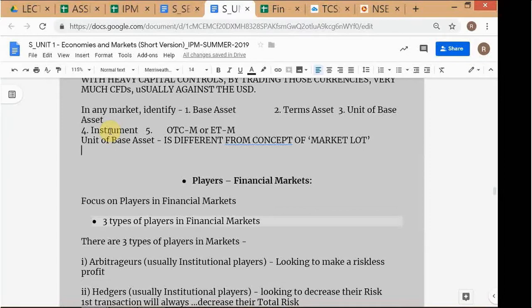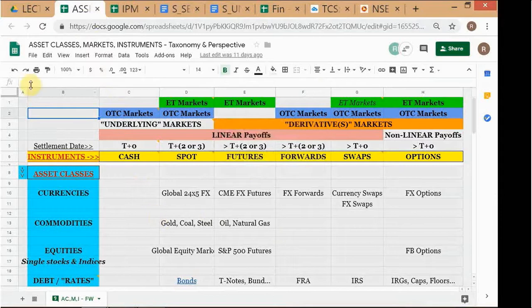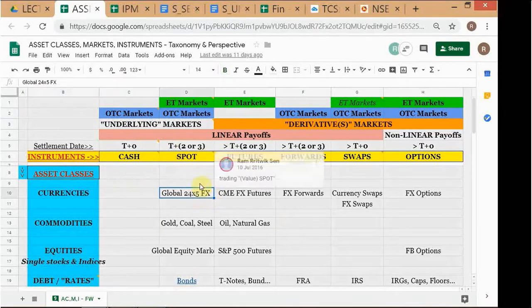Let's say you can have them in the OTC market, and you can also have them in the exchange traded markets. So you also have to be clear about whether we are talking about an OTC market or an exchange traded market. This is basically to get the full value of this framework. Remember this framework, it tells you all kinds of things. It tells you about asset classes, instruments, and in between you have all the markets, like I told you, spot currencies.